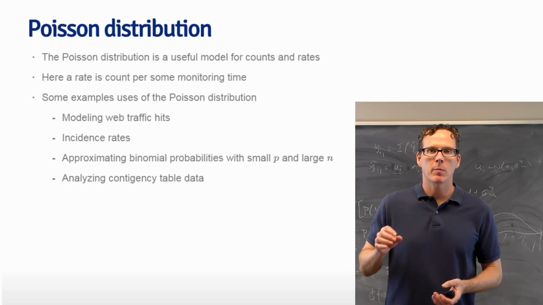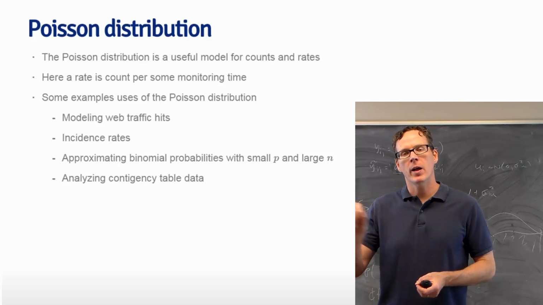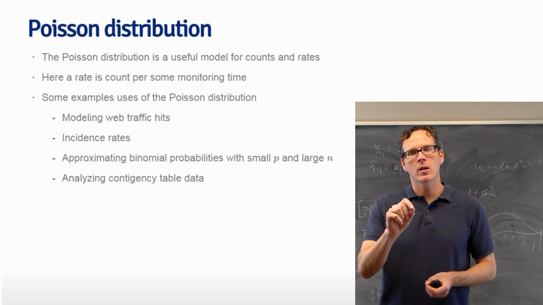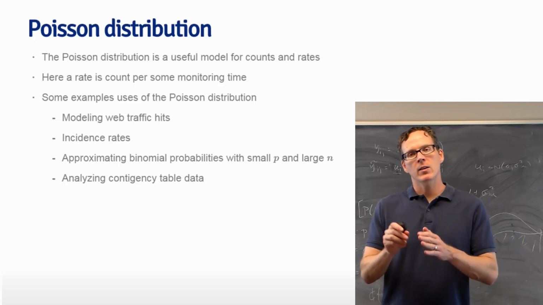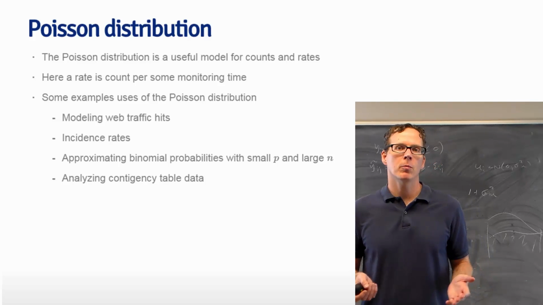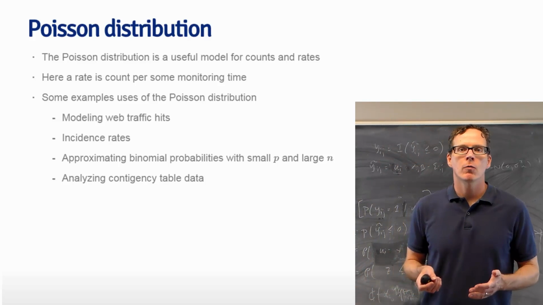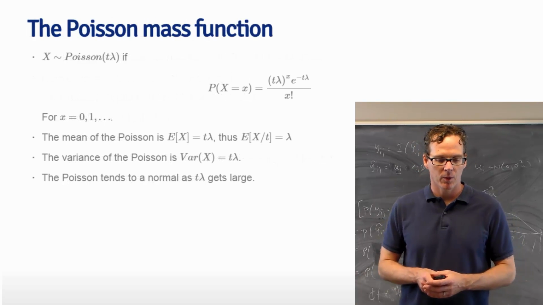If I took a random sample of people and counted the number of people that had blonde hair, brown hair, and black hair, and I cross-tabulated that with the number of people who had blue eyes, brown eyes, and hazel eyes, that table of counts is called a contingency table. And Poisson models are very useful for modeling contingency table data. They give a very elegant framework for doing that.